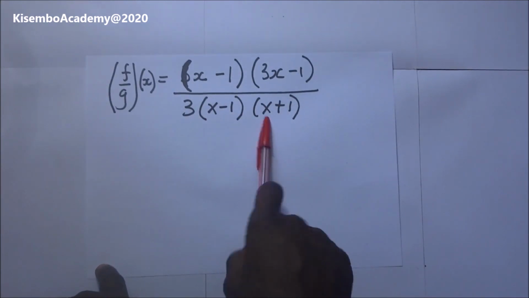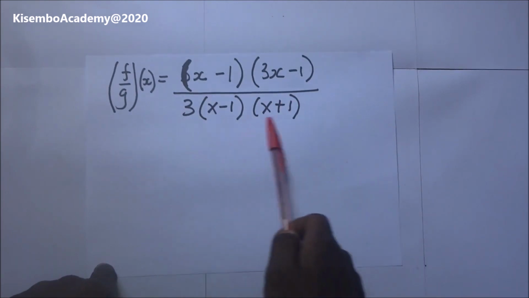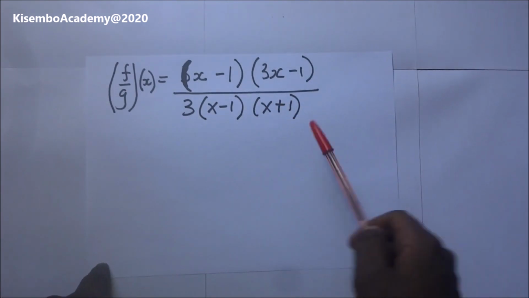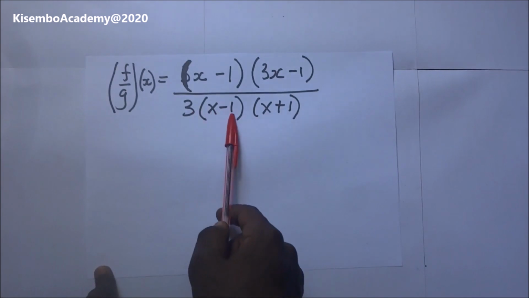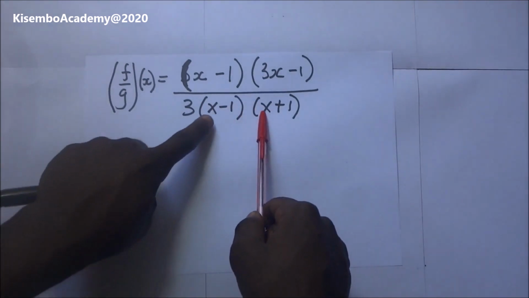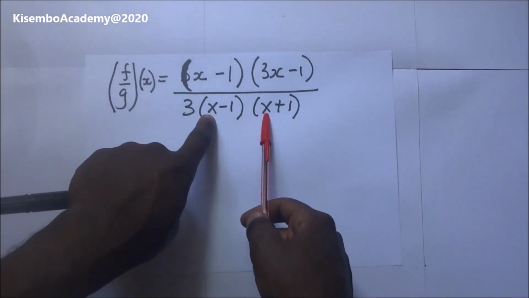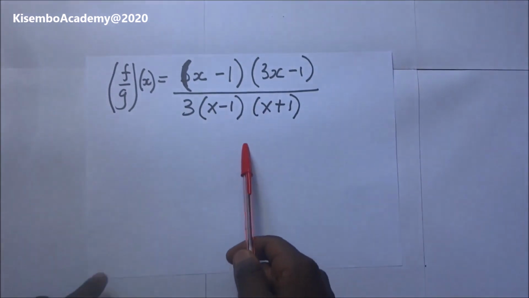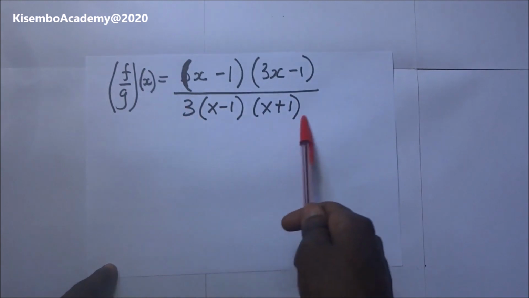Now when you're dealing with quotient functions, remember we said that the denominator is not supposed to be equal to 0. So looking at this, 3 into x minus 1 and x plus 1, which number should we exclude from the values of x, or which value must we exclude from the domain that could make this entire term become 0?